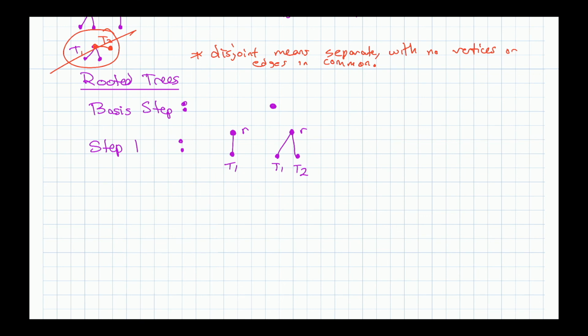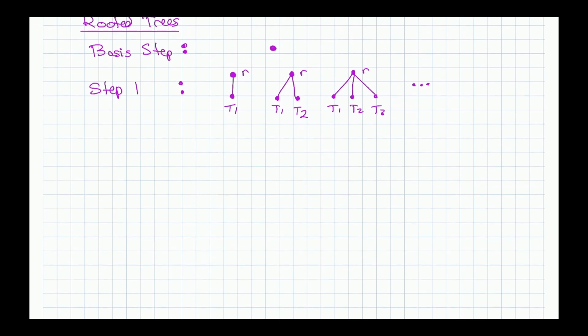But then it's not just that, right? You could have a T1, a T2, a T3, and then you could add a new R, and then you would connect R to T1, T2, and T3 with new edges. And that's a rooted tree. And so you can see the pattern, right? That this is just going to keep going on, dot, dot, dot. All right. So that's how you can make new rooted trees from old rooted trees.